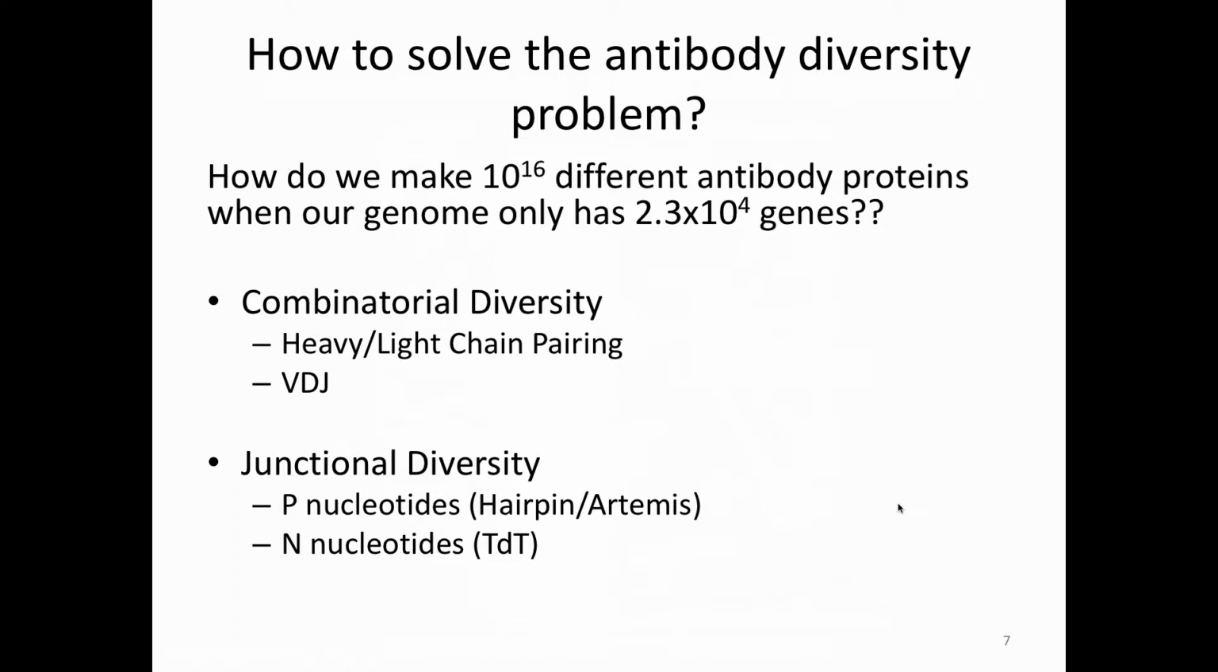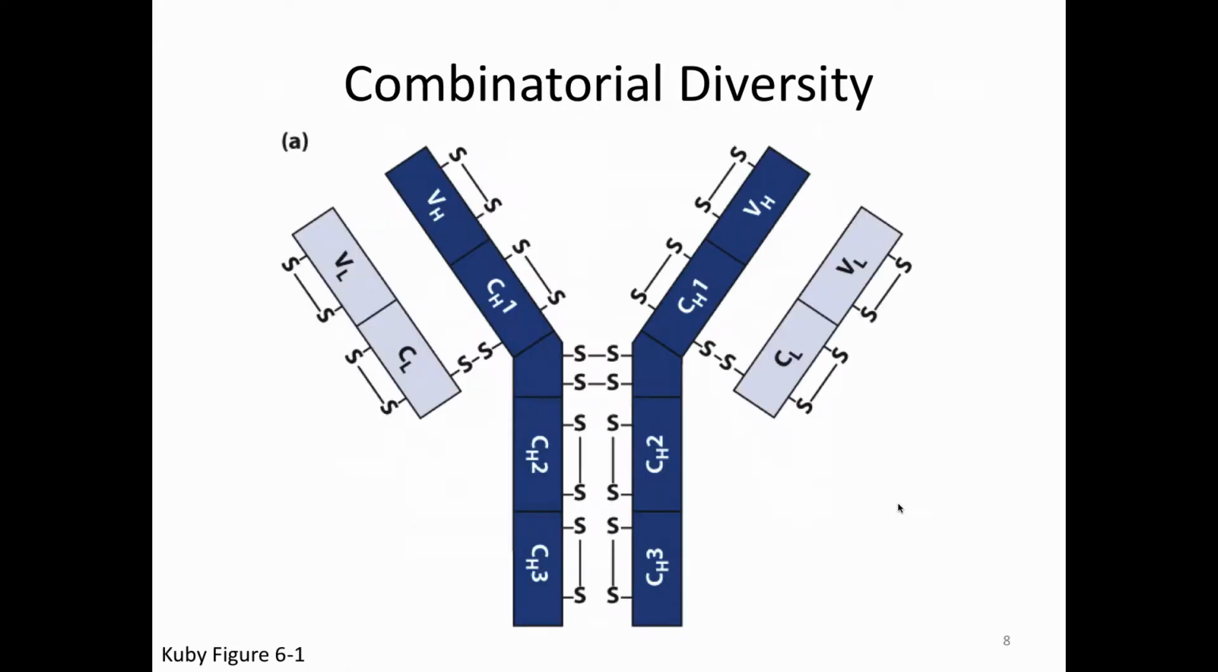And so the first thing that we really need to talk about, the first way that we address this problem, is through the process of combinatorial diversity. And it turns out you actually already kind of know about combinatorial diversity, though you don't realize it.